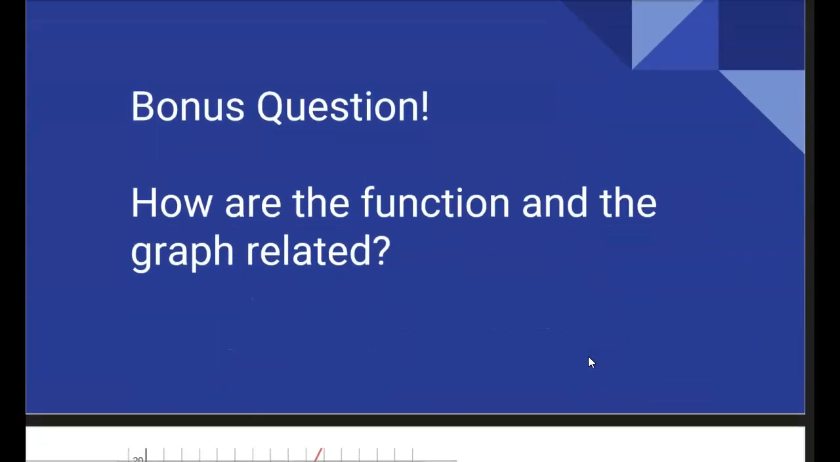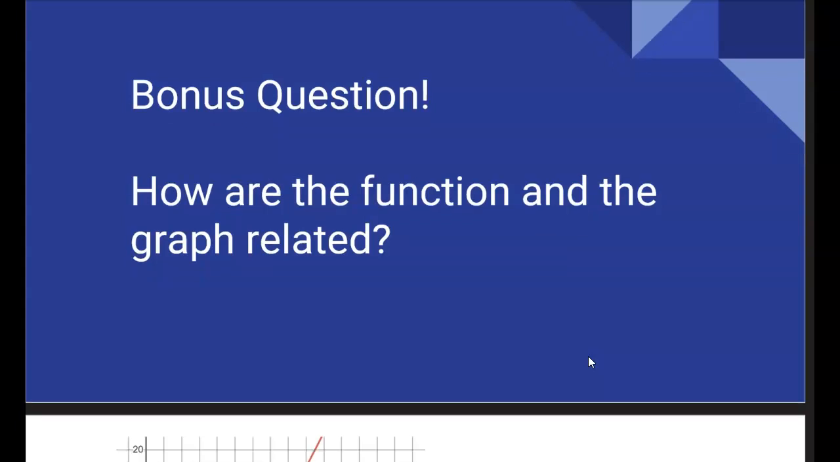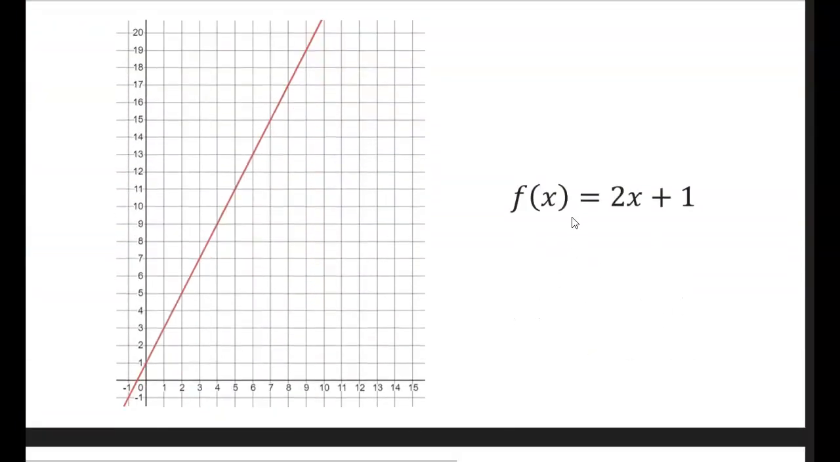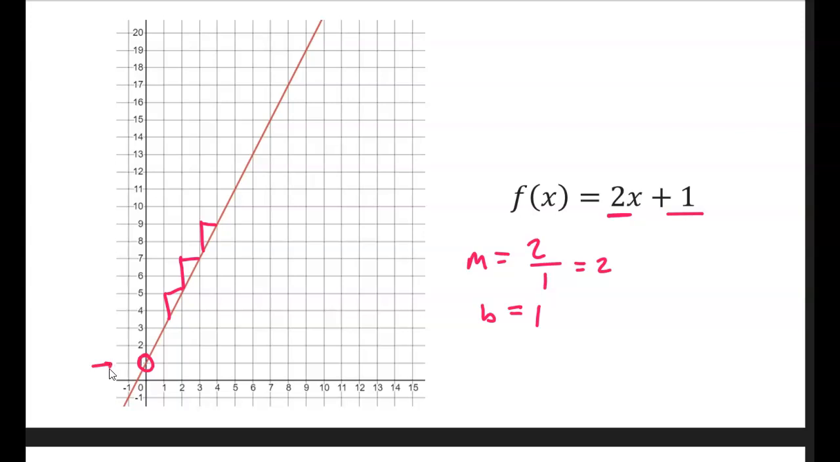So bonus question, how are the function and the graph related? Well, we did this graph earlier. We came up with this function. And notice, if you recall how we do slope-intercept form, this is the slope, this is the y-intercept, and look at this. We're going up 2 over 1, up 2 over 1, up 2 over 1, which tells us our slope is 2 over 1, which is 2. And then our y-intercept is where it crosses the y-axis right here. We call that b, and that is 1. You can see that on the graph right there.